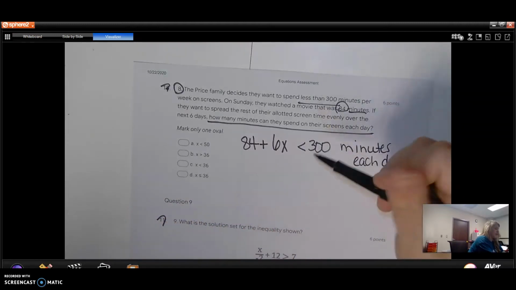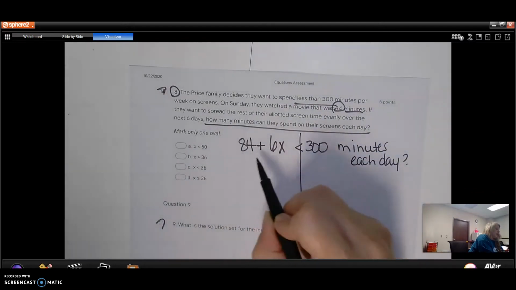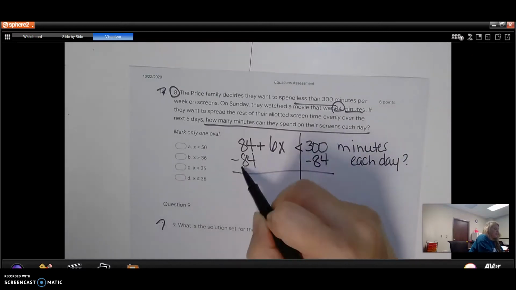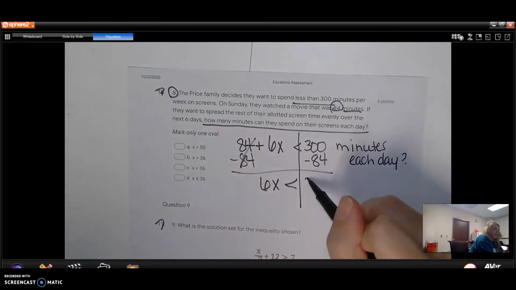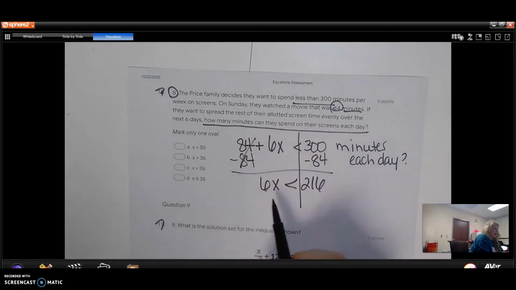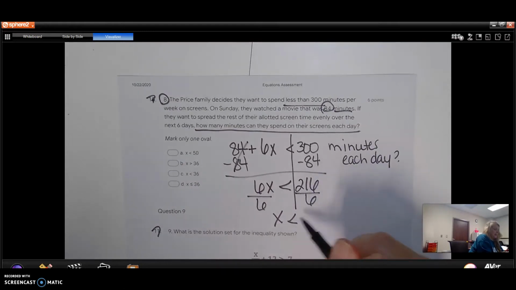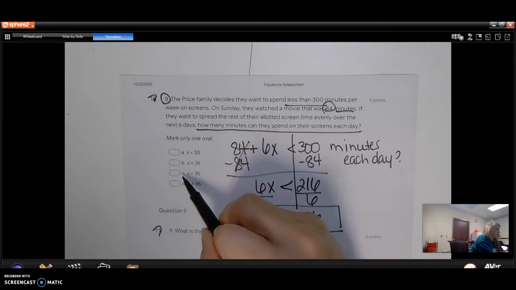Now we're going to set up our inequality. We are going to undo our constant first, so we're going to subtract 84 on both sides. That leaves us with 6x is less than 216. I'm going to divide each side by 6, and it will be x is less than 36. And that should be answer choice C.